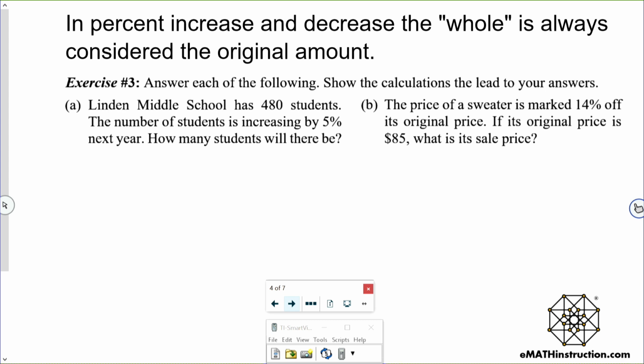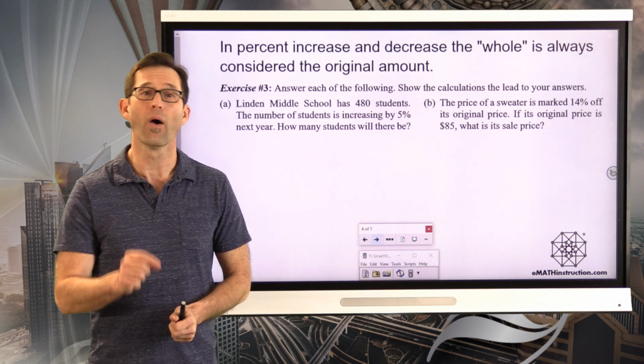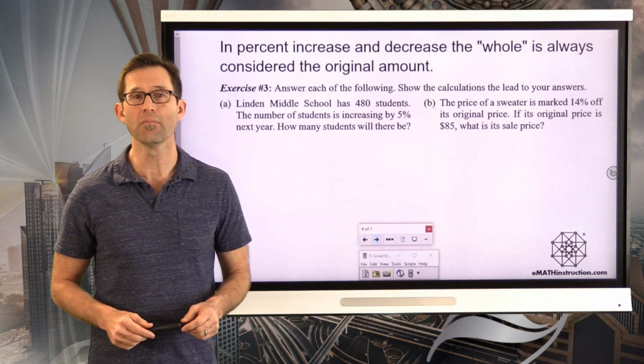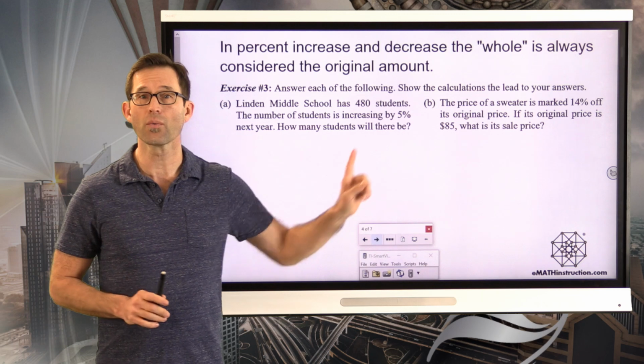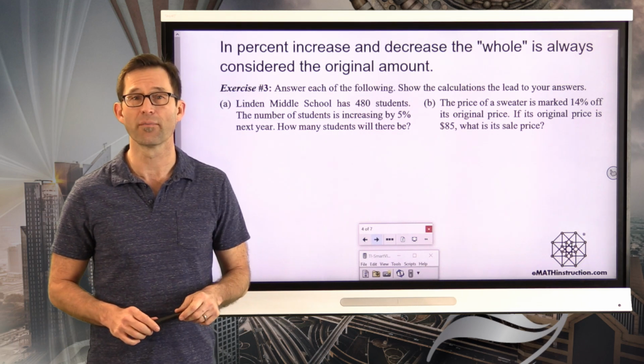Letter A. Linden Middle School has 480 students. The number of students is increasing by 5% next year. How many students will there be? All right, well, what I'd like you to do is pause the video now and see how many students will be at Linden Middle School next year if they started with 480 students and the population is increasing by 5%.